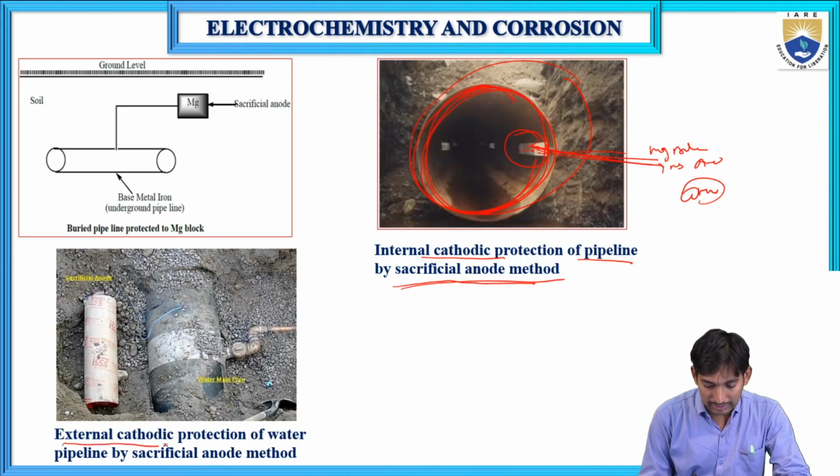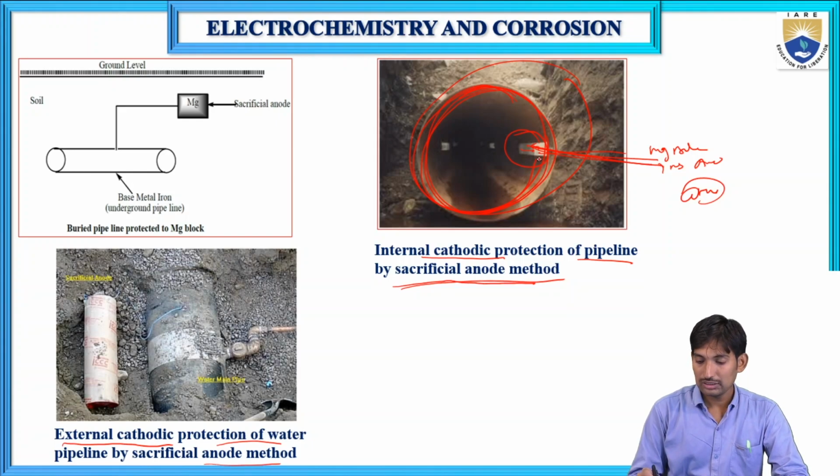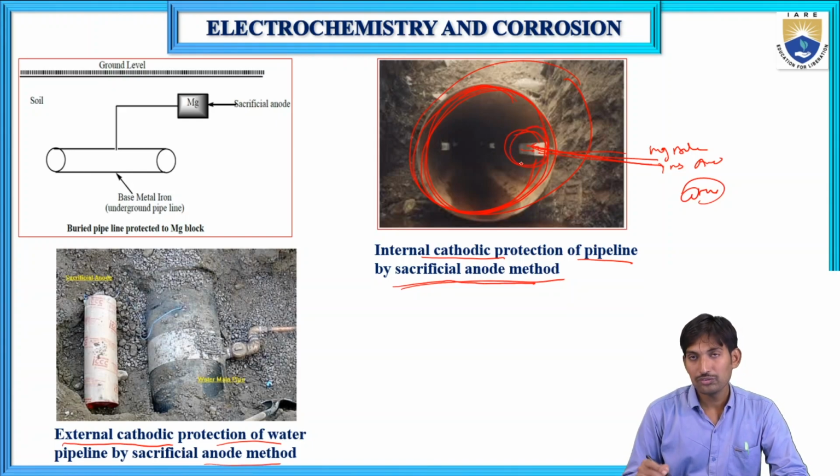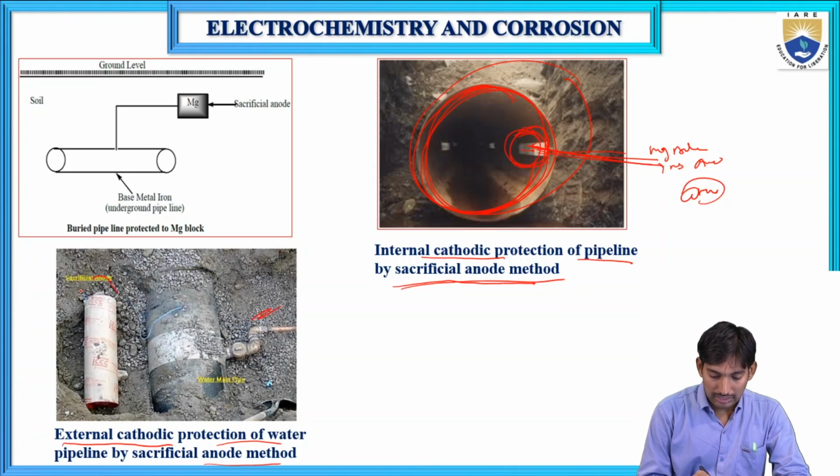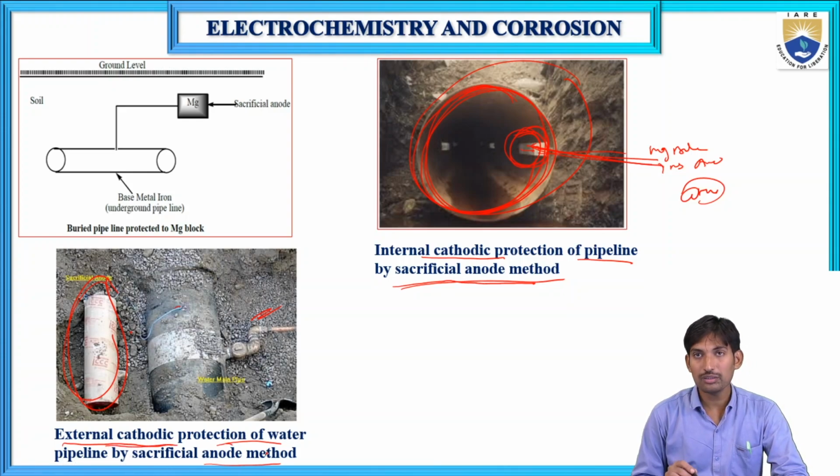This is the external cathodic protection of a water pipeline by the sacrificial anodic method. See, in the internal case our anode is connected inside the pipeline. But in this case, the anode, that is magnesium blocks, is connected externally to this pipeline. This is the external cathodic protection of a water pipeline by the sacrificial anodic method.